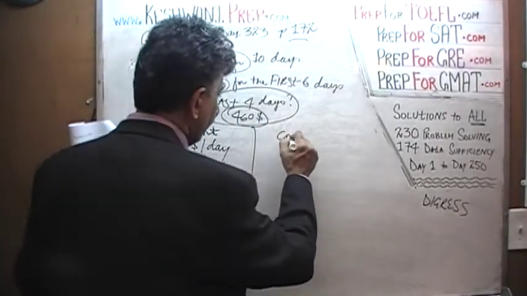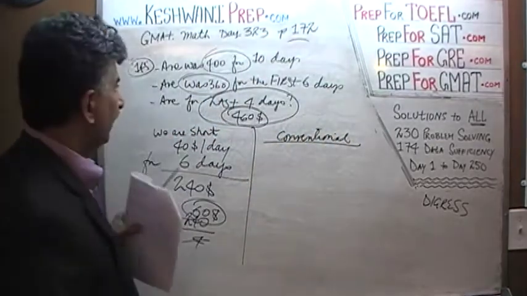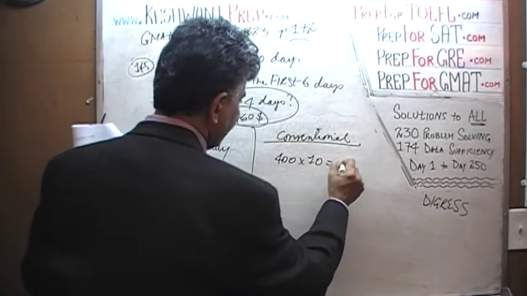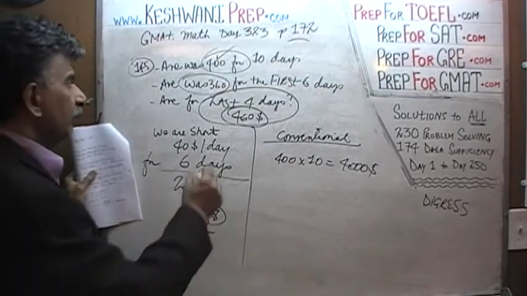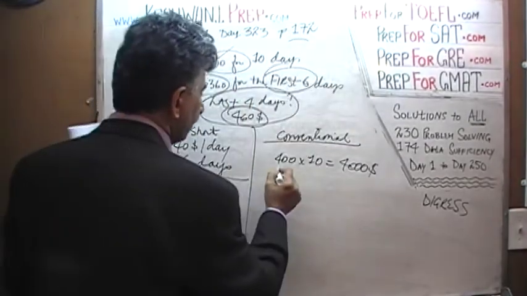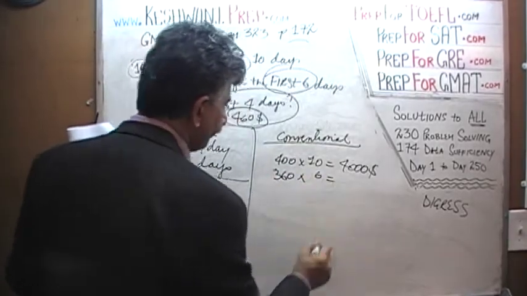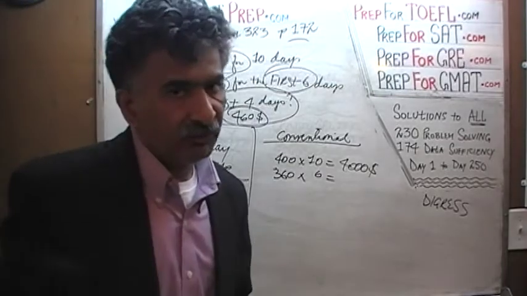The conventional way is to realize that if you had an average of $400 for 10 days, that will give us $4,000. But for the first 6 days, we had an average of only 360. So it's 360 times 6. How much is 360 times 6?